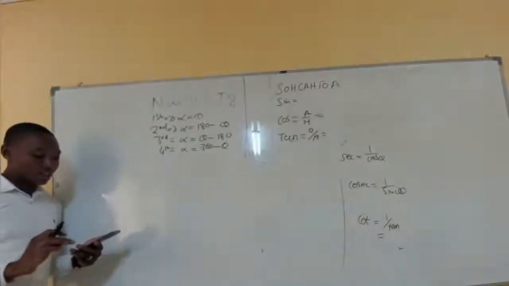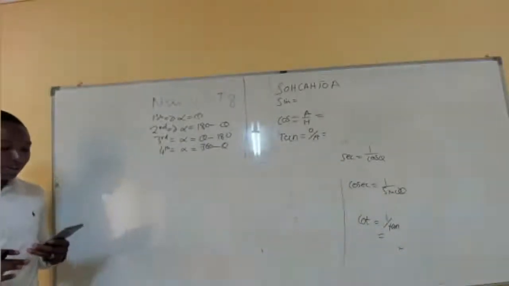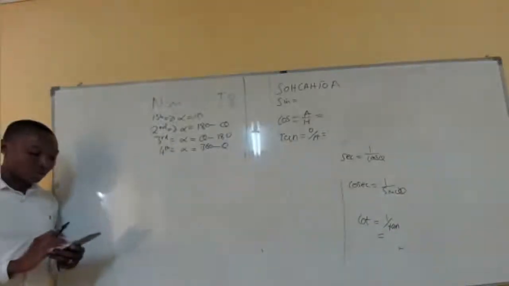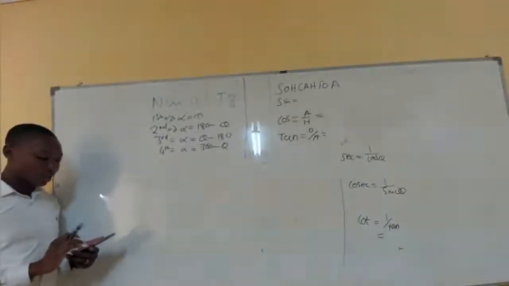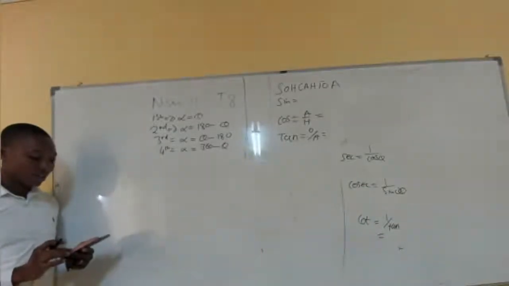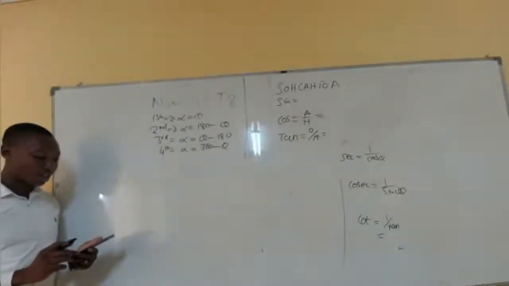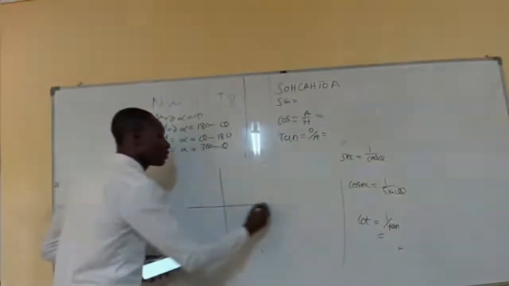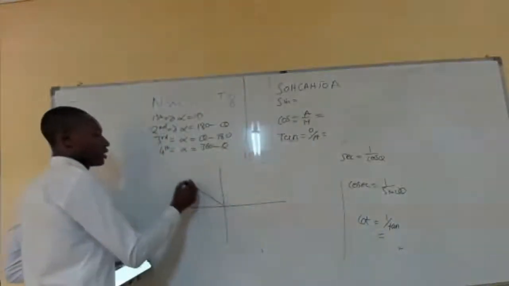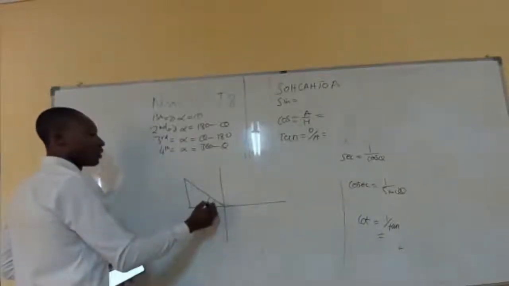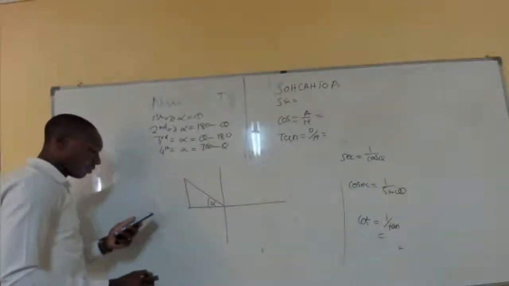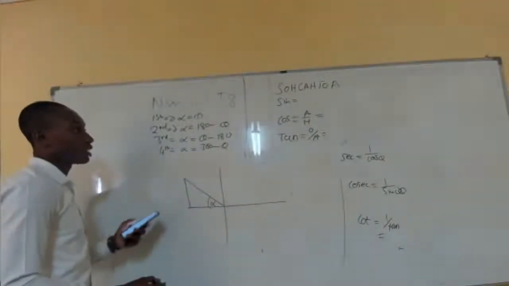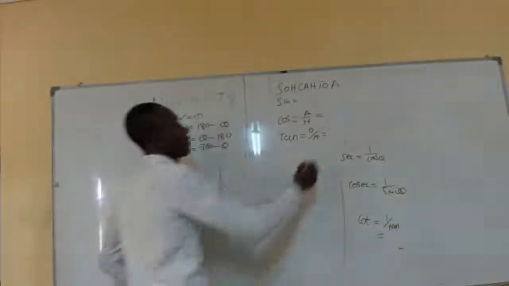cos theta is negative 5 over 13, and the terminal side of theta lies in the second quadrant. So second quadrant, we're here. We've been given cos theta as negative 5 over 13.